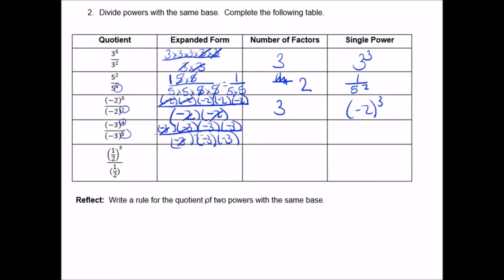Okay, so let's cancel out. And we're left with 1, negative 3. So negative 3 or negative 3 to the 1. But this right here is imaginary, so you don't have to write it.